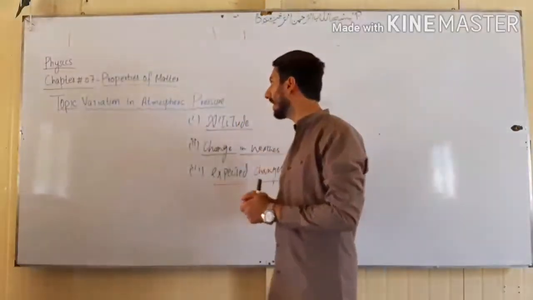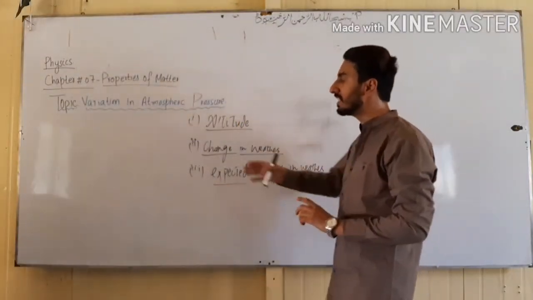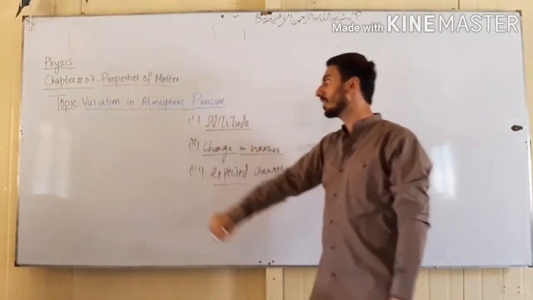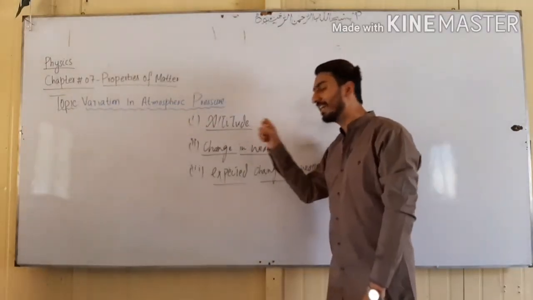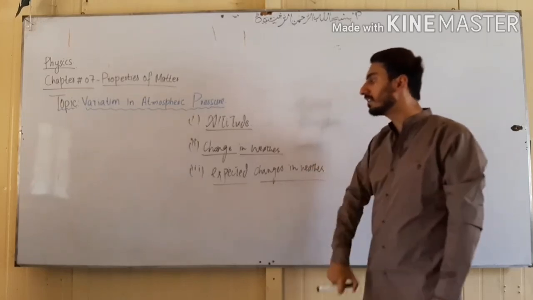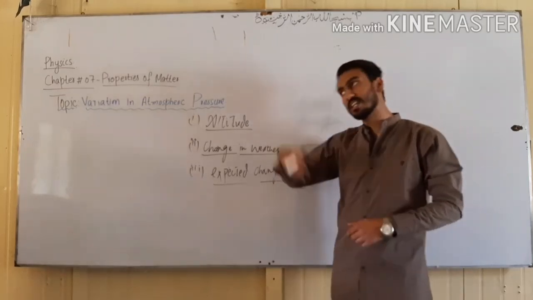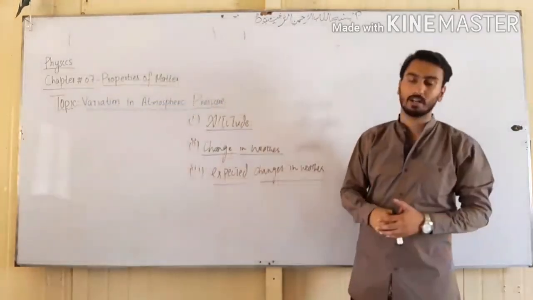So we have seen that with the help of variation in atmospheric pressure, we can find out the altitude, change in weather, and expected changes in weather in our neighboring regions and in our own region.